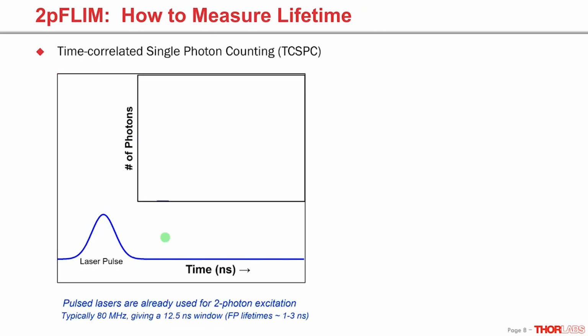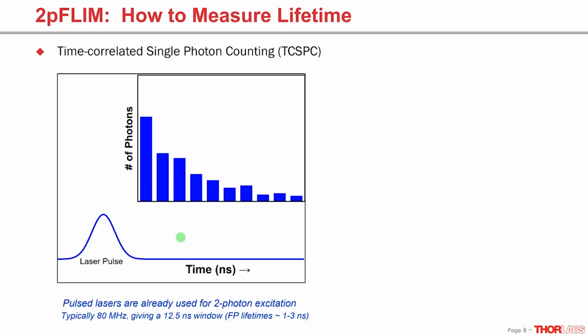So, how is lifetime measured? Here, we have a representation of a laser pulse. When the pulse occurs, it excites the fluorescent molecule, and then that molecule emits a photon, shown by the green dot. We record the time between the laser pulse and the emitted photons, and then use that data to build up a histogram, which statistically represents the decay curve of a given molecule for a specific time range. We typically use a laser with a repetition rate of 80 megahertz, which gives us a period of 12.5 nanoseconds between pulses to observe the fluorescence decay.